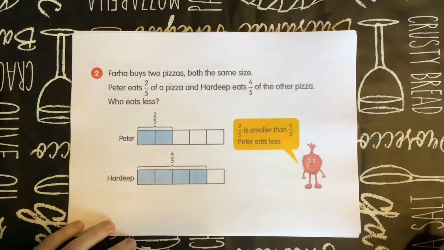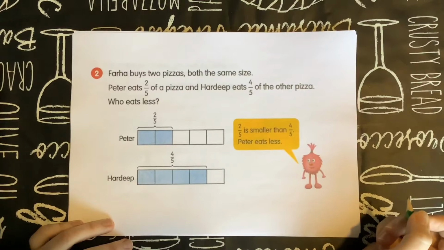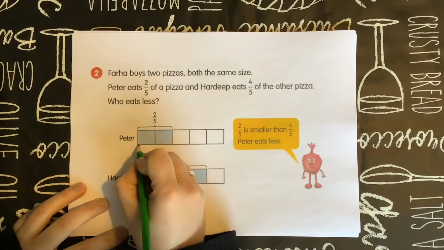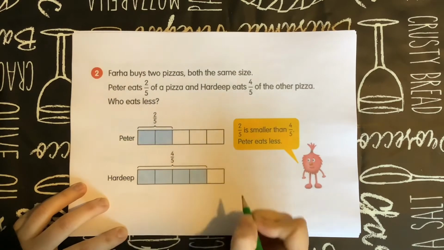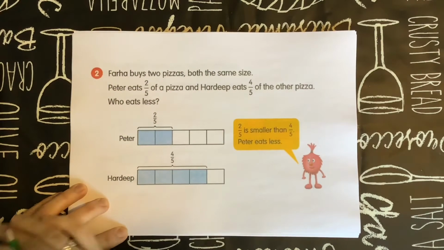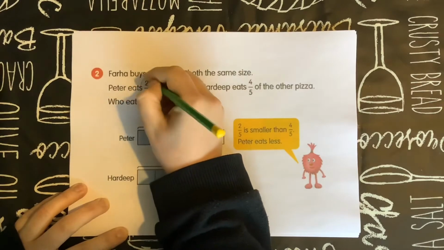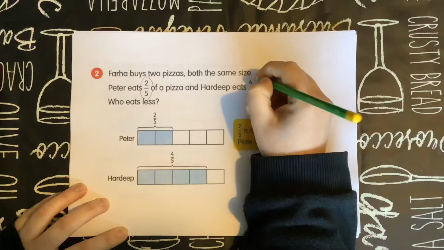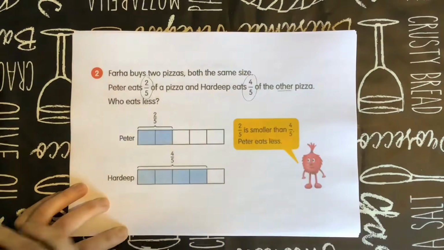Let's have a look at another one. Farah buys 2 pizzas, both the same size. Again, look, each of our pizzas is made up of 5 parts. That's really important. Peter eats 2/5 of his pizza and Hardeep eats 4/5 of the other pizza.